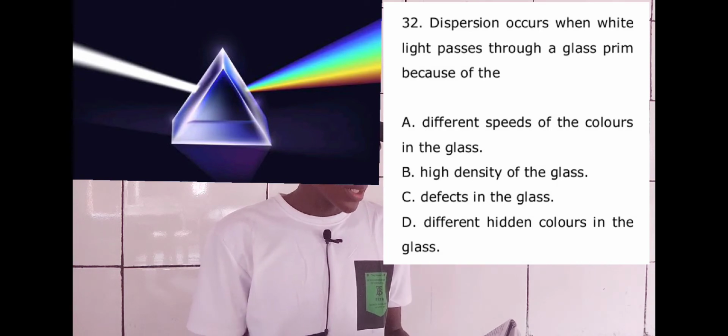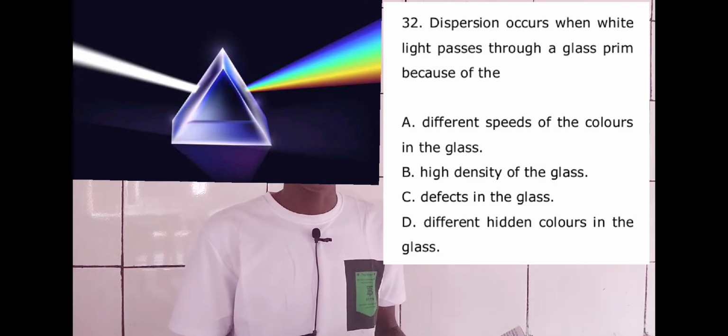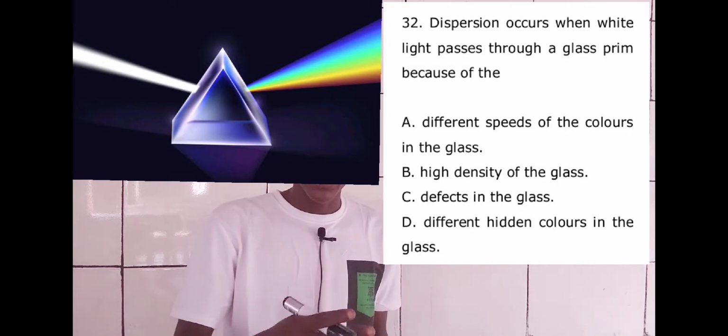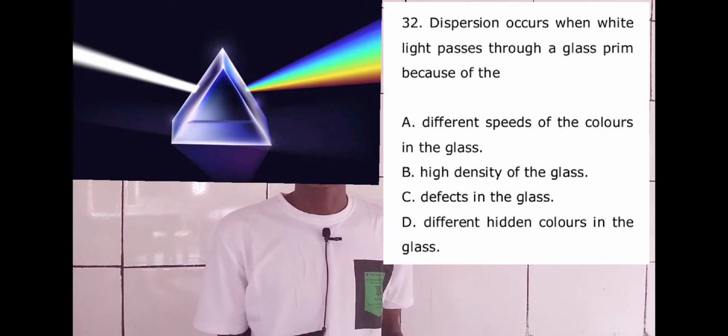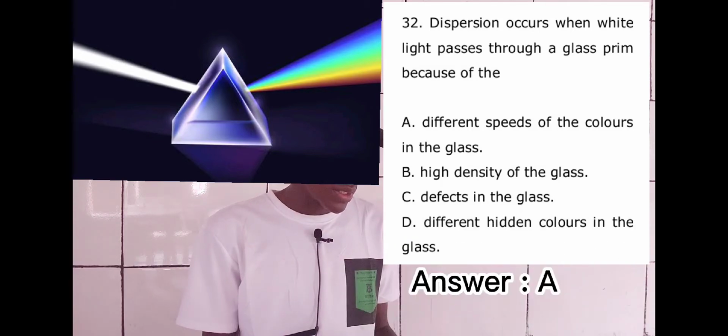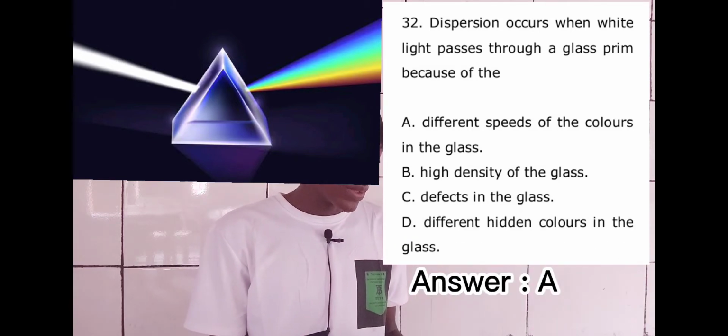And then option A says different speeds of the colors in the glass. Now the different speeds at which the different spectrum of this light travels is the reason why this dispersion happens. So option A is the final answer. Different speeds of the colors in the glass. I hope that answers the question.